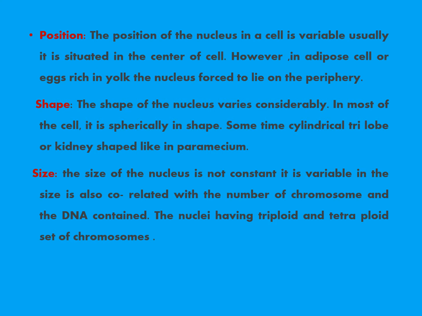Next is the shape. The shape of the nucleus varies considerably. In most cells it is spherical in shape. In some it is cylindrical, trilobed, or sometimes kidney shaped. Okay. Next is the size. The size of the nucleus is not constant. It is variable in size, and it is also related to the number of chromosomes and the DNA contained here.